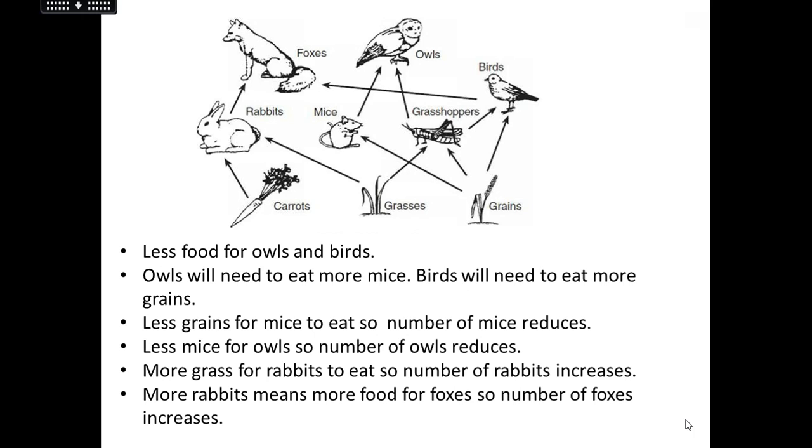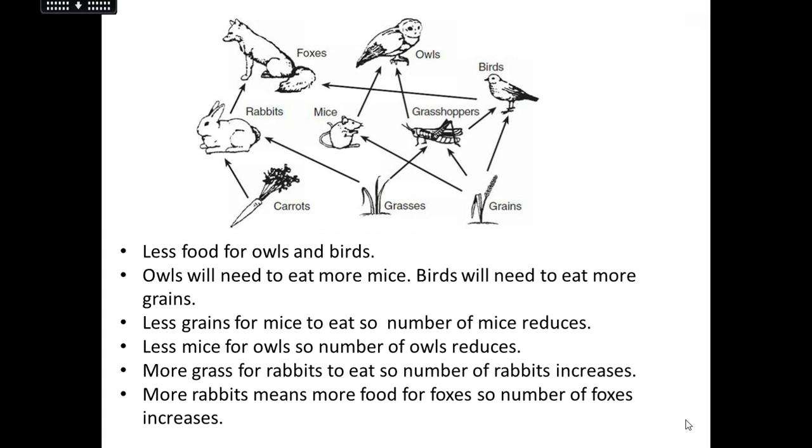But if we go over to the left-hand side, the grass isn't being eaten by the grasshopper anymore. So rabbits will be able to eat more of it, so probably they will end up with more bunny rabbits. And if there's more rabbits, then there might be more food for the foxes as well. So the number of foxes will increase, which will mean that they will probably want to eat more birds. And then there's another kind of cyclical effect there on the right-hand side of that food web being affected again.